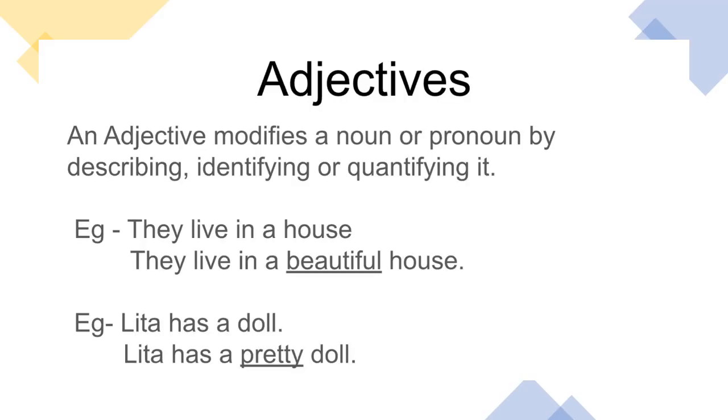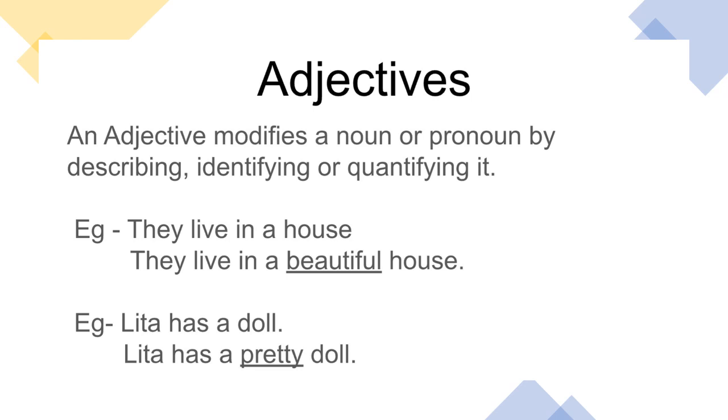First of all, let us look at the definition of adjectives. An adjective modifies a noun or pronoun by describing, identifying, or quantifying it. So first of all, we have to understand that if you want to talk about something, if you want to express your feelings or express what you see to a person or a thing, we use adjectives in grammar. So first, it modifies a noun and a pronoun, and also it describes it, it identifies, and also it quantifies it. When we say quantify, it means it describes how much or how many they are. To understand, let us look at the examples.